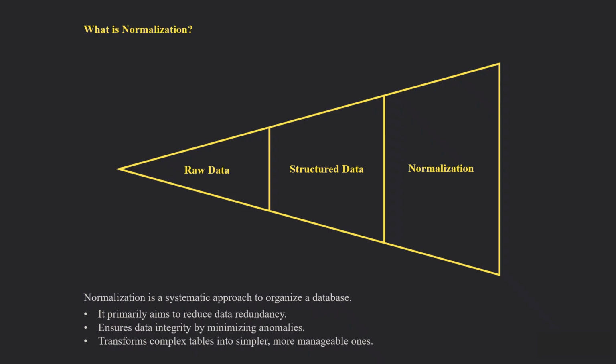What is normalization? Raw data, structured data, normalization. Normalization is a systematic approach to organize a database. It primarily aims to reduce data redundancy, ensure data integrity by minimizing anomalies, and transform a complex table into a simple one.